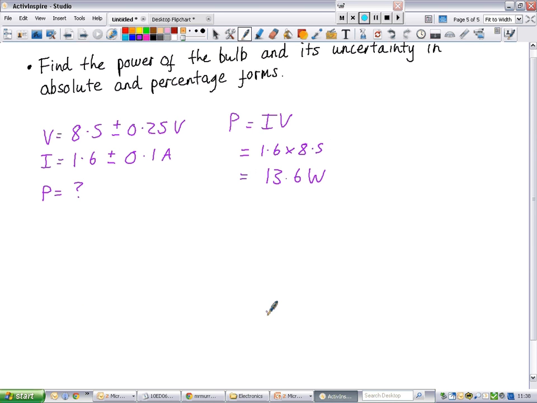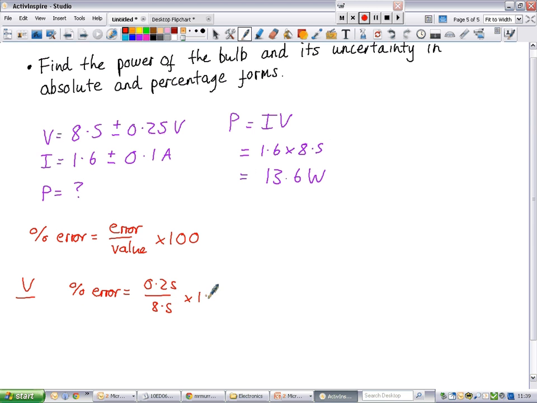In order to do that, we need to calculate the percentage error for both of the values V and I. Percentage error is of course just a basic percentage calculation. It's the error divided by the value multiplied by 100. So if we do that for V, first of all, the percentage error for V will be this error, divided by the total value. So it's 0.25 divided by 8.5 multiplied by 100 gives you a value of 2.94%.